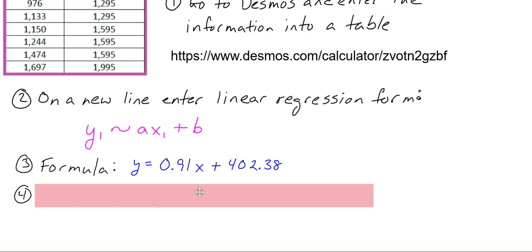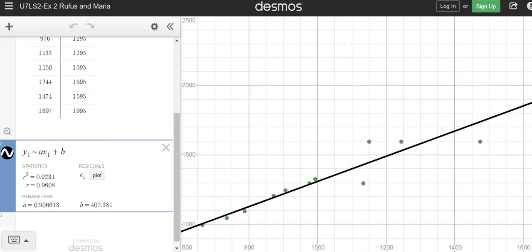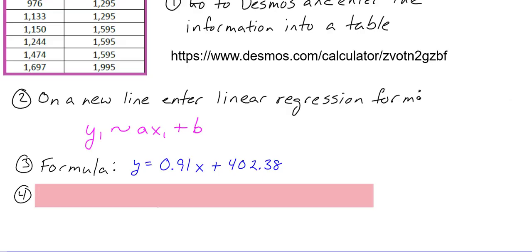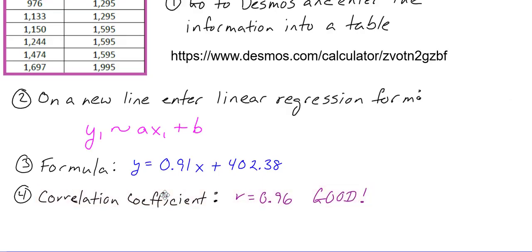And the last thing we want to look at is our correlation. So our correlation is where R equals 0.96. So that is actually a pretty good correlation, and it tells us that they're pretty consistent about the amount they're charging per square footage in the apartment. The closer to 1, the better the correlation.